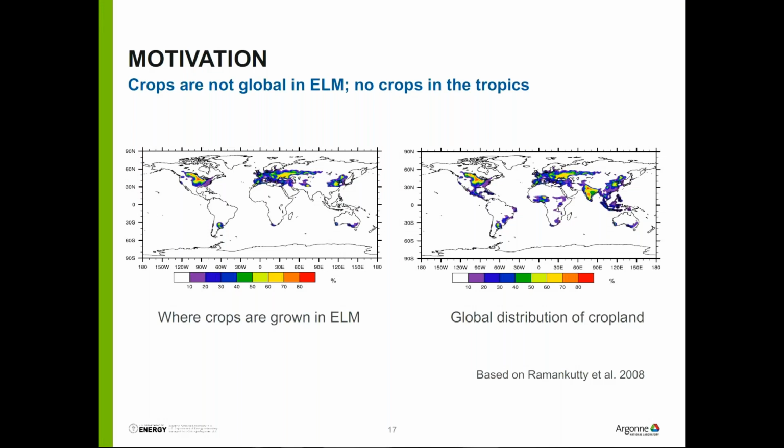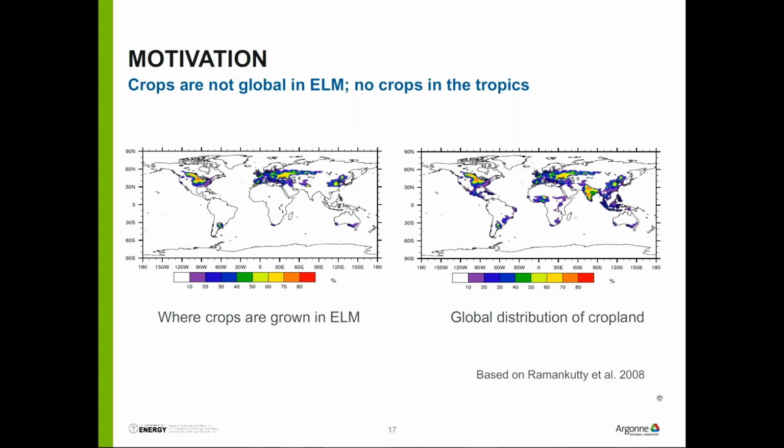So we can only grow crops in temperate latitudes, and the reason is because the way that we define planting is based on temperature thresholds. That doesn't work in the tropics because the temperature is always in the right range for planting. So the simple solution was to just not grow crops in the tropics. But that doesn't really make sense if you look at these figures.